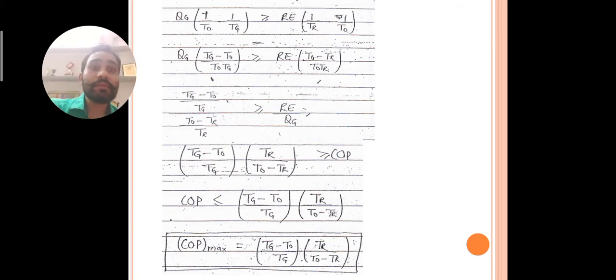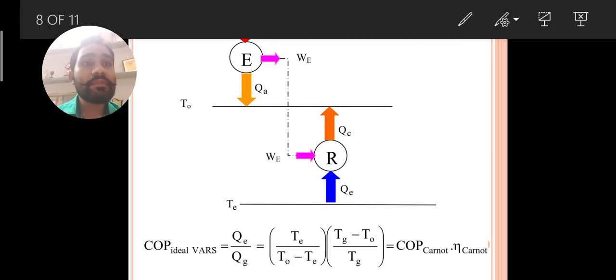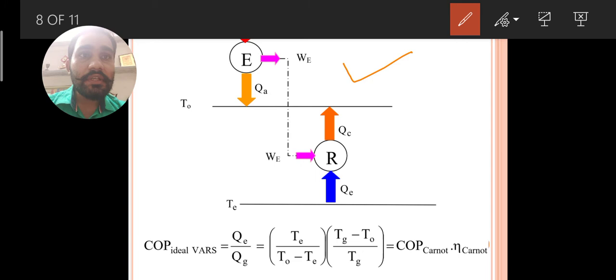Now let us see what this product conveys. Here we can see that we can show this equation as the multiplication of the COP of a reverse Carnot cycle and the efficiency of a Carnot cycle. How? This will be clear from here. This is an engine which is working between two temperature limits. It is giving a work output. It is rejecting heat to T naught. It is working between Tg and T naught.